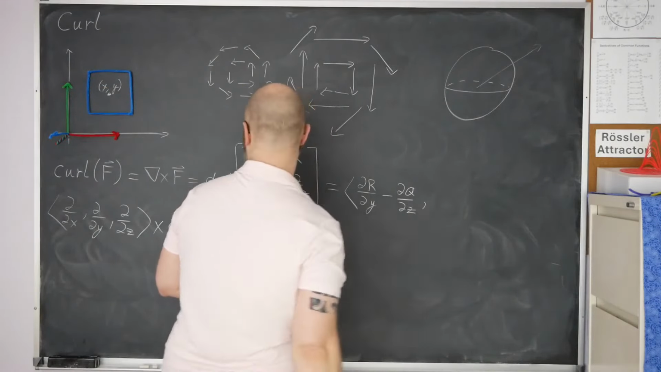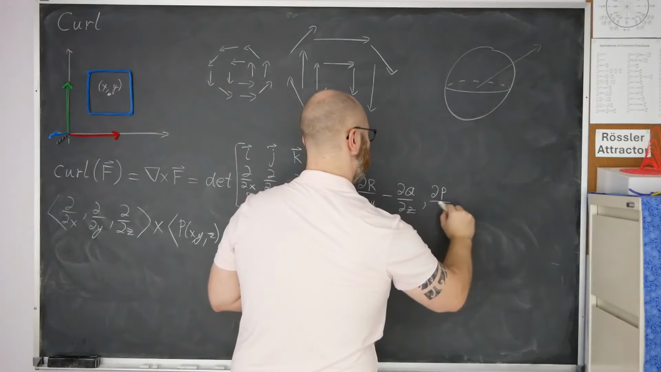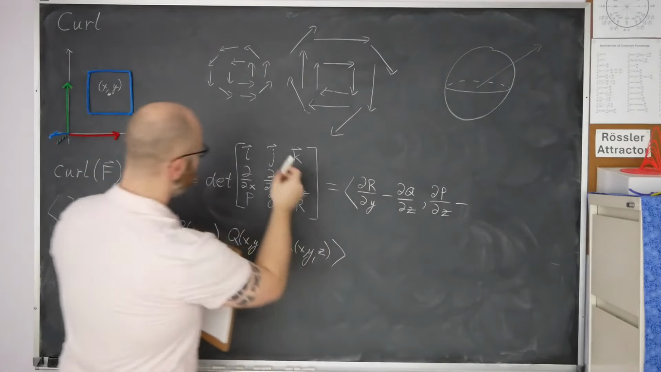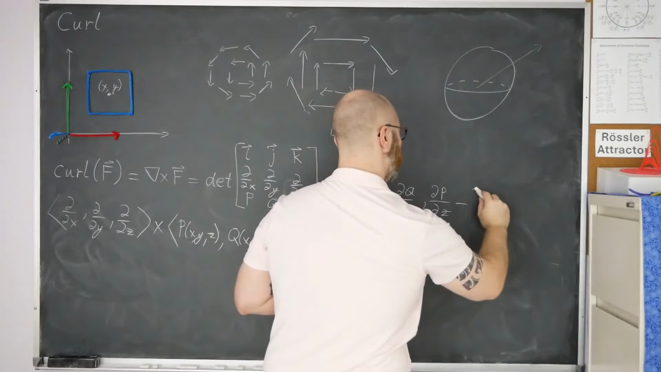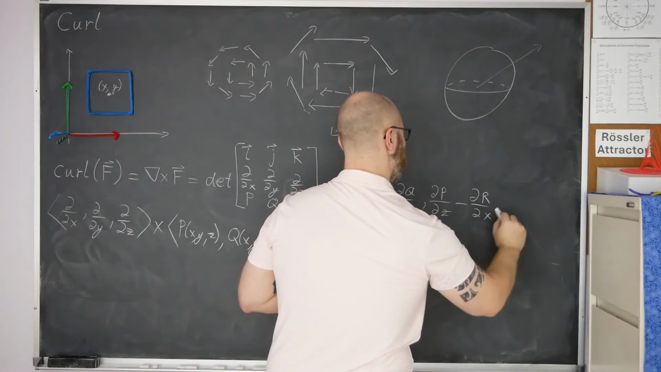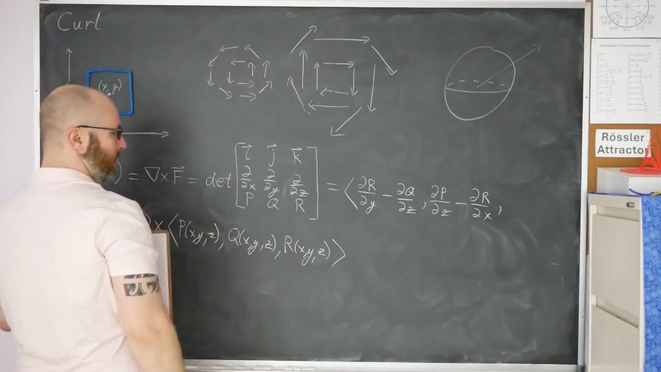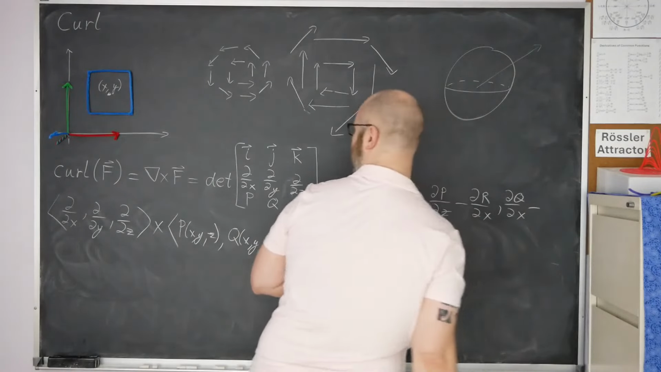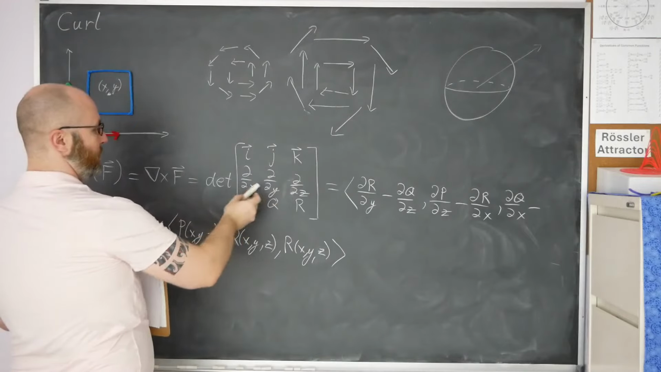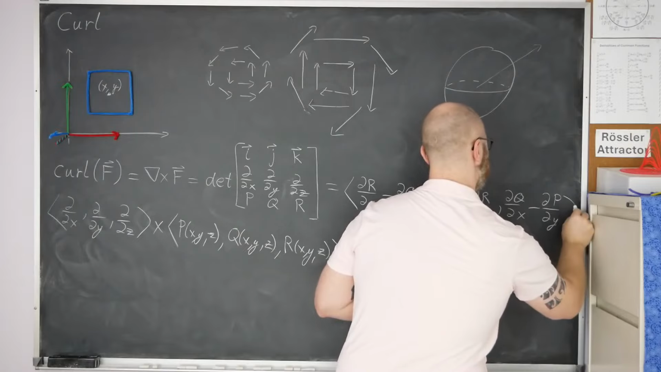And if I work on the j component, I get j times partial z times p, so partial p, partial z, minus the other diagonal, j times partial x times r, so partial r, partial x. Then the k component, I get k times partial x times q, so partial q, partial x, minus the other direction, k times partial y times p. So partial p, partial y.